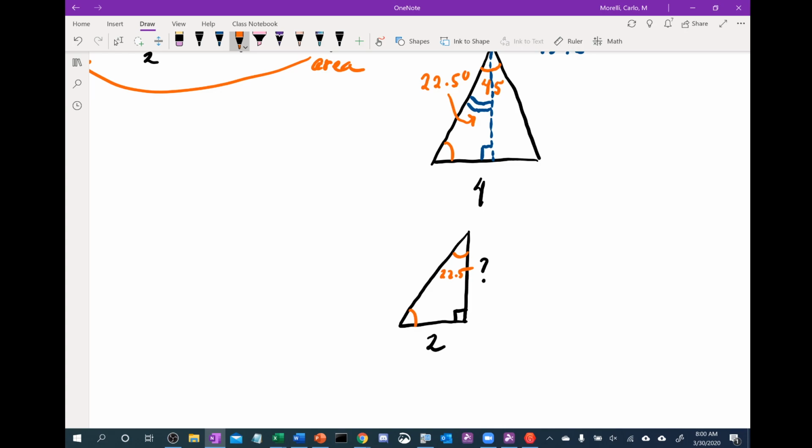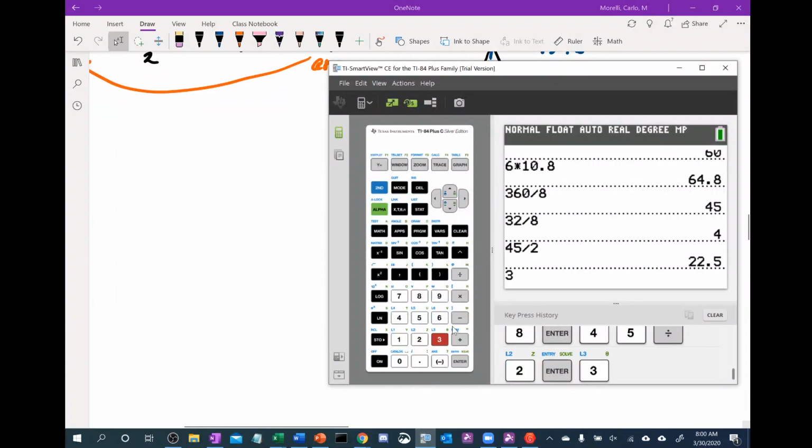So to find this missing angle here, we do 180 minus 90 minus 22.5. Back to the calculator. 180, oops, minus 90 minus 22.5.